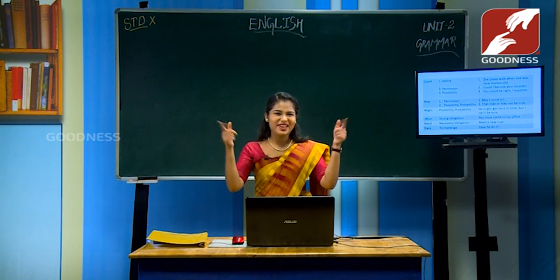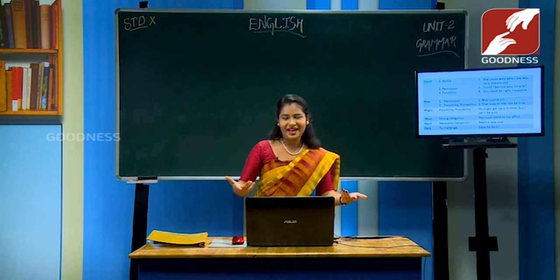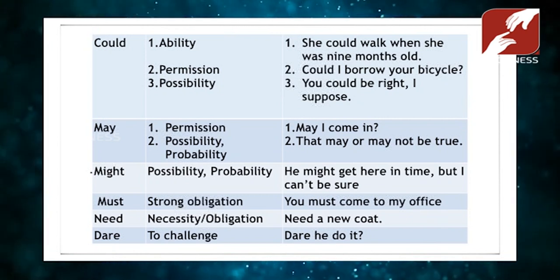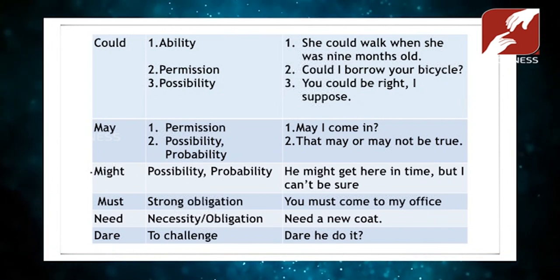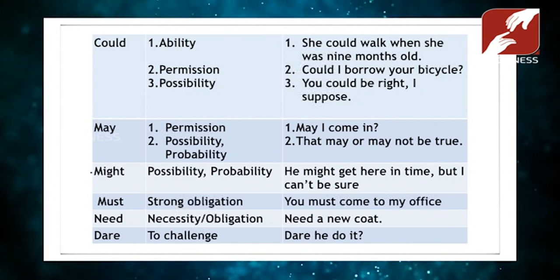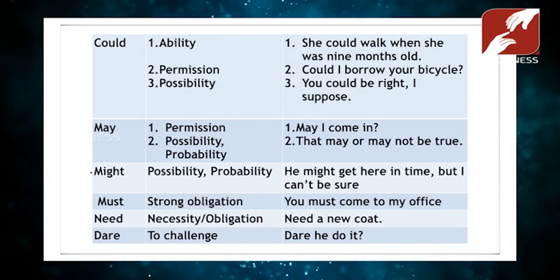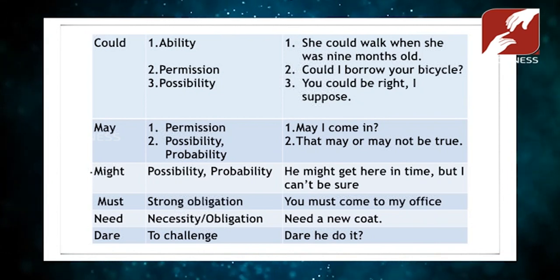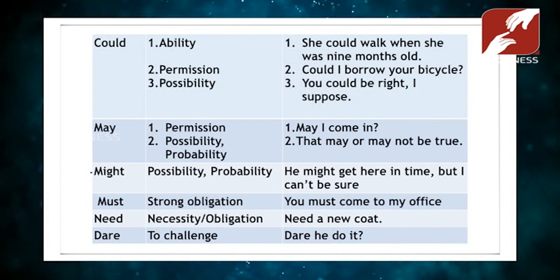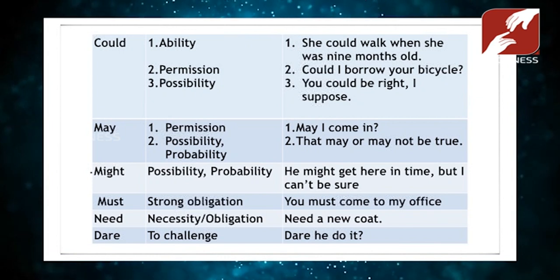Now let's see the next one, which is, yes, of course, may. And let's see in which instances we use this may. May is used to ask or seek a sort of permission. For example, may I come in? Another use of may is just to speak about a possibility or probability. Example, that may or may not be true. This is a sort of possibility.